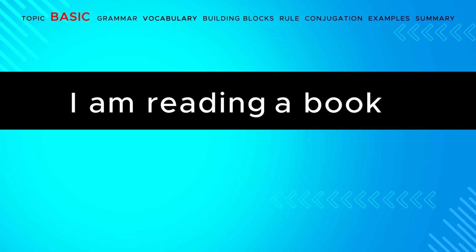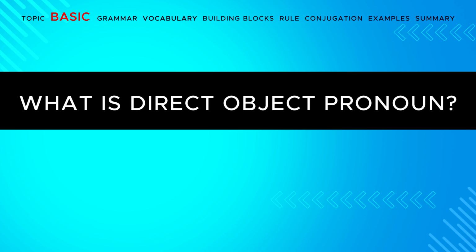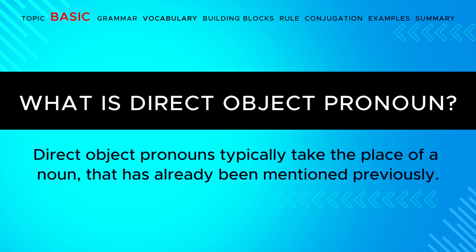Next, let's learn what a direct object pronoun is. Direct object pronouns typically take the place of a noun that has already been mentioned previously or is otherwise understood. So, direct object pronouns often replace a noun to avoid repetition.